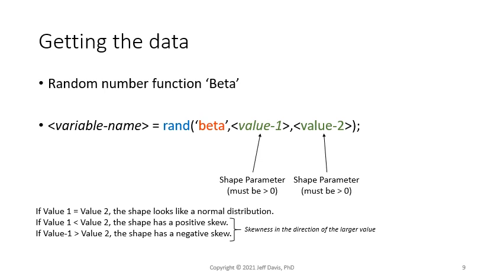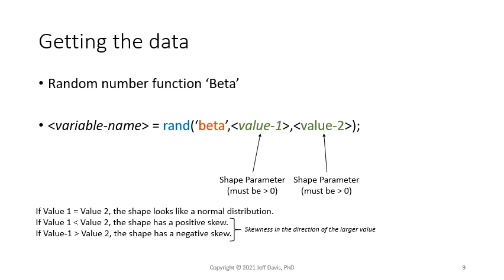Both of these values are shape parameters. Now they don't correspond exactly to skewness and kurtosis. Even though those are shape parameters, you use these to change the shape of the distribution. And again, I'll show you what some of the effects are of these two values in the next set of slides here.